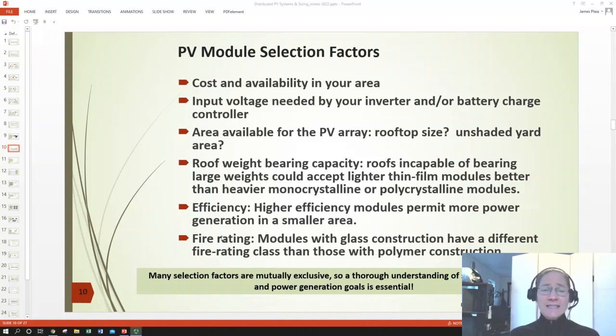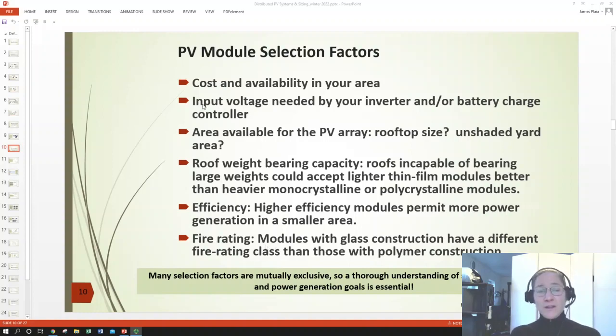So all that glass is heavy. If you go with a mono or polycrystalline system, these tend to be glass modules. You will need to have good bearing capacity of your roof or a structure that was designed to accommodate them, but it's going to be less of an issue with fire rating. It may be ordinary Class A rather than the electrical Class C, depending on the exact construction.